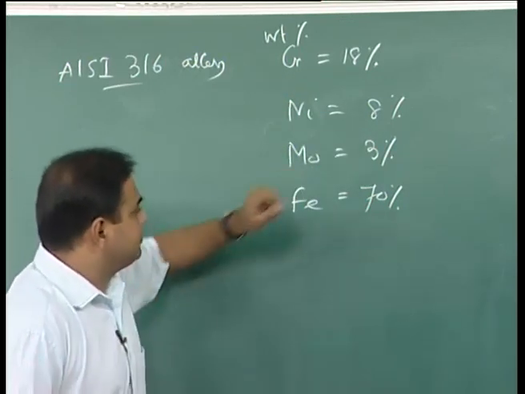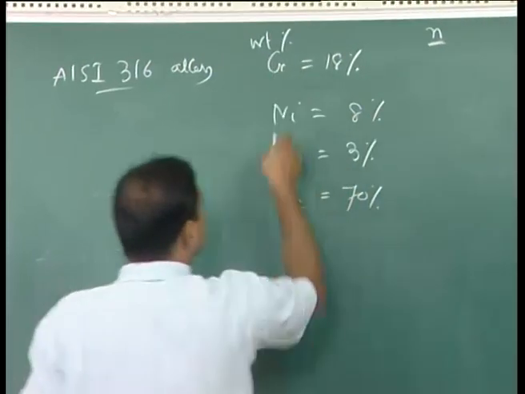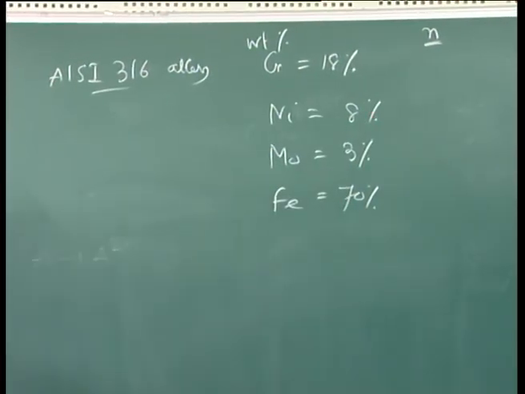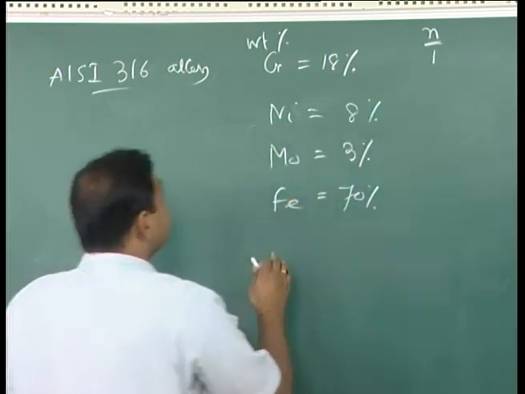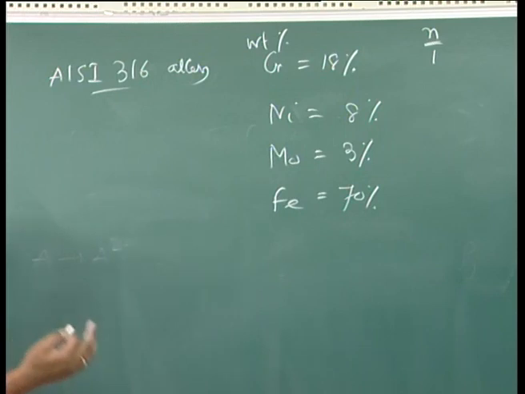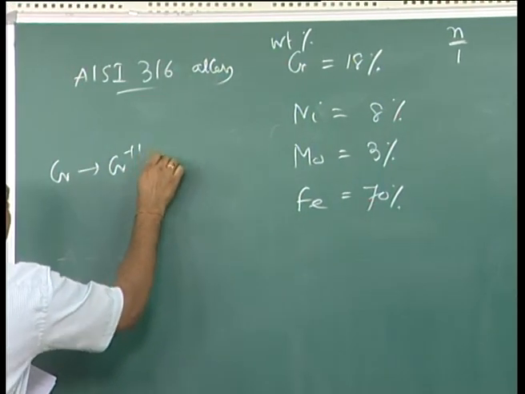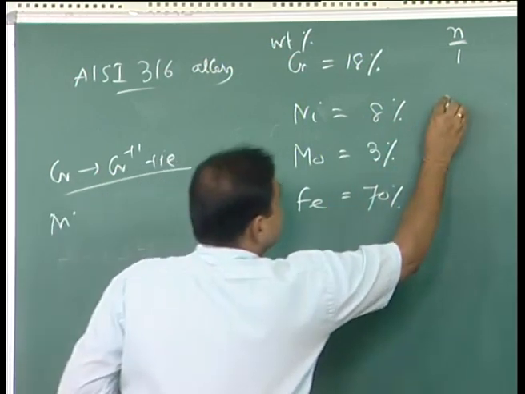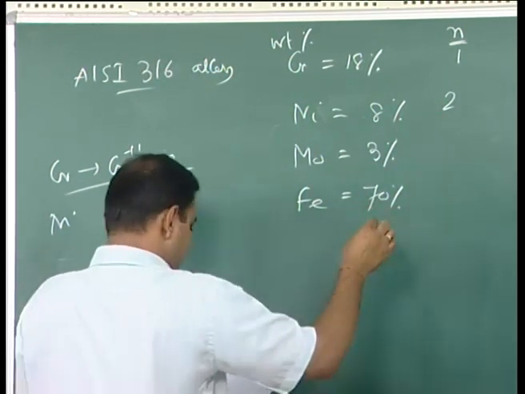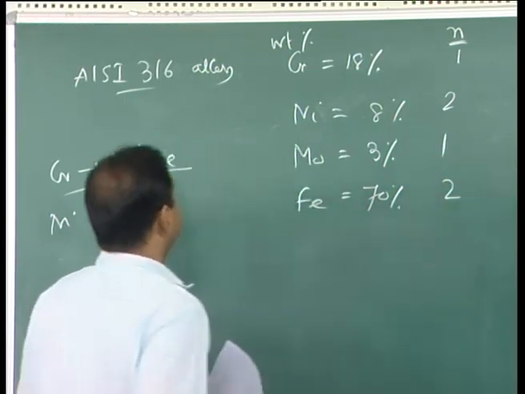But let me go ahead with this, because now I can find out my n for the different elements if they go into the solution. Let us assume n in this case is 1. n means the way the element goes into the solution in the form of ion. Let us say chromium goes as plus 1, plus 1e, like that it would move. For nickel, n is 2, molybdenum n is 1, iron n is 2.